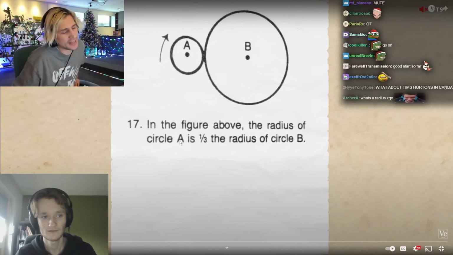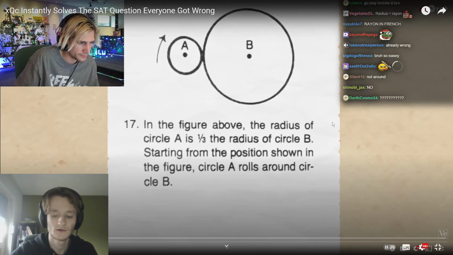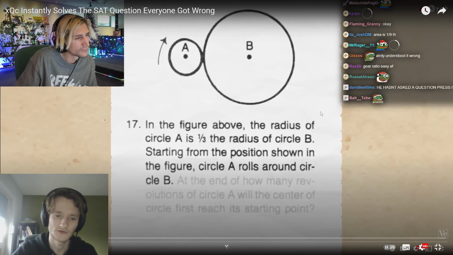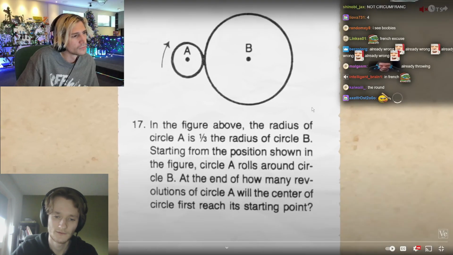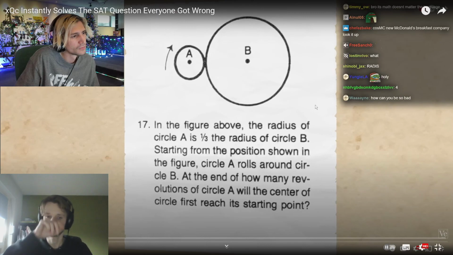Okay, in French, this is hard. I got this. Circle A rolls around circle B. At the end of how many revolutions of circle A will the center of the circle first reach its starting point? Okay. See?